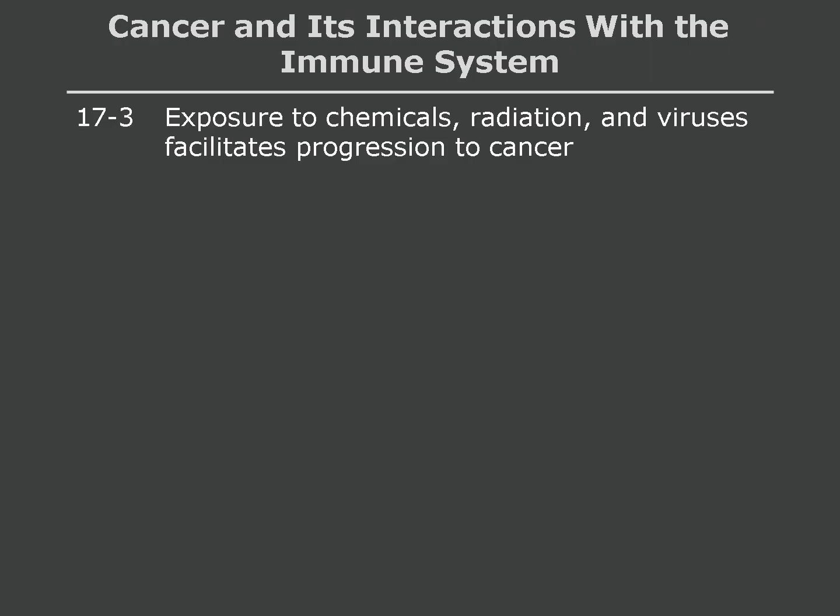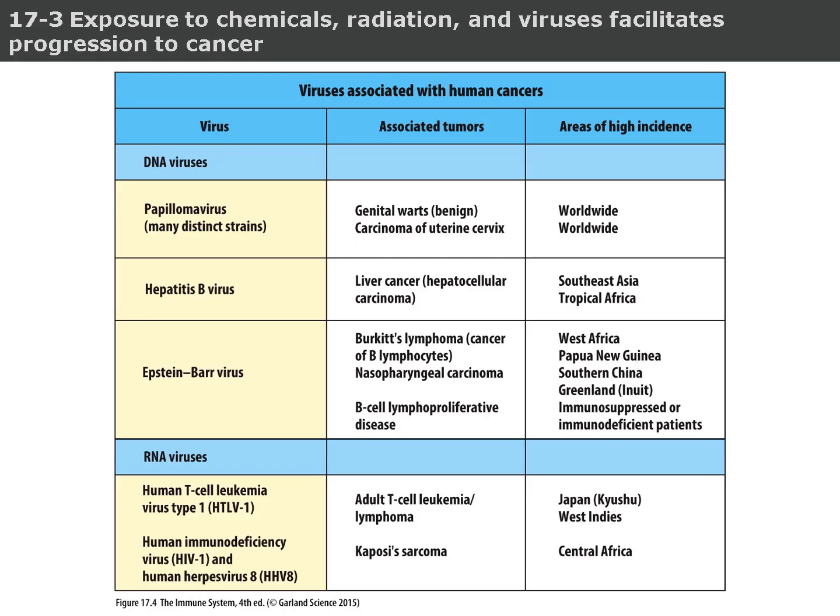Exposure to chemicals, radiation, and viruses facilitates progression to cancer. Certain viruses are strongly associated with the development of human cancers. Among DNA viruses, papillomaviruses are linked to genital warts and carcinoma of the uterine cervix, with a worldwide distribution. Hepatitis B virus is associated with hepatocellular carcinoma, most commonly in Southeast Asia and tropical Africa.